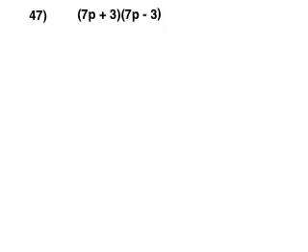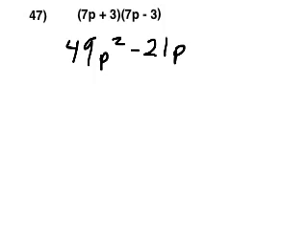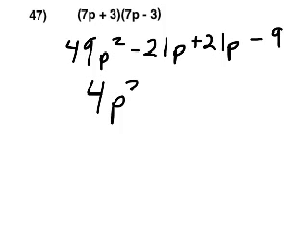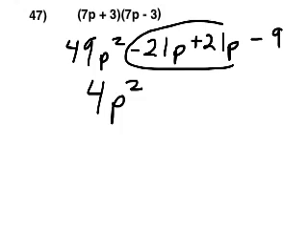Okay, so 7p times 7p is 49p squared. 7p times a negative 3 is a negative 21p. 3 times 7p is a positive 21p. 3 times a negative 3 is a negative 9. Then we combine like terms, 49p squared. These two are opposites, so they disappear, they become 0, minus 9.